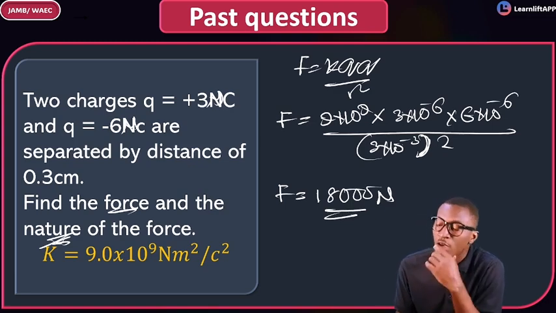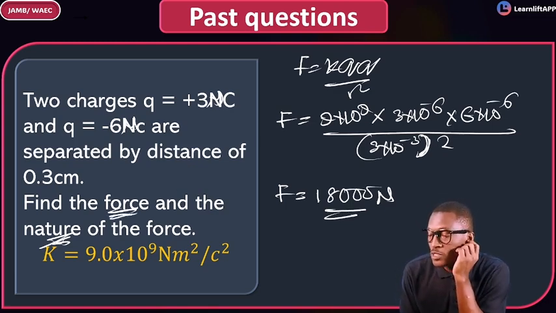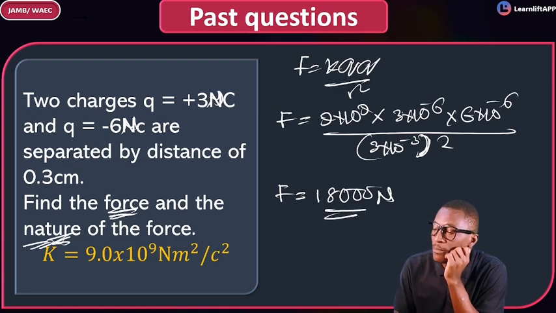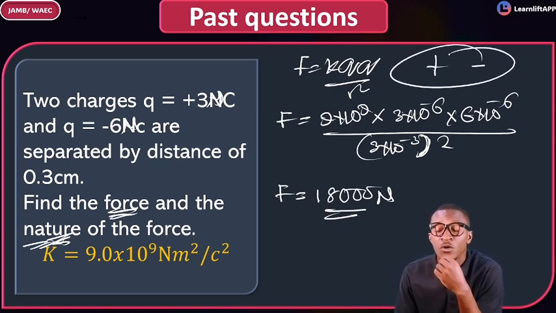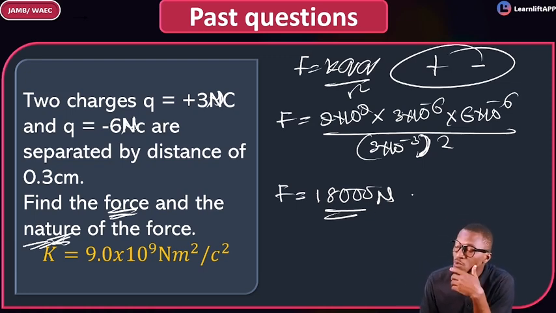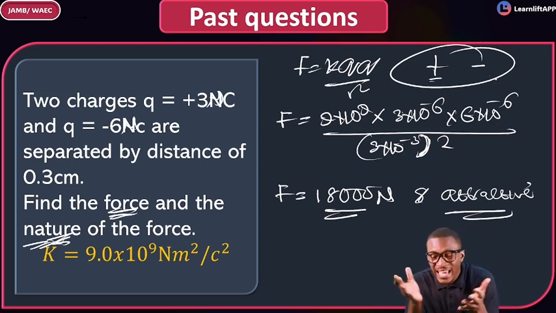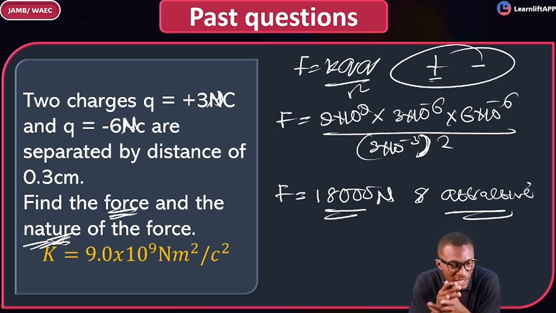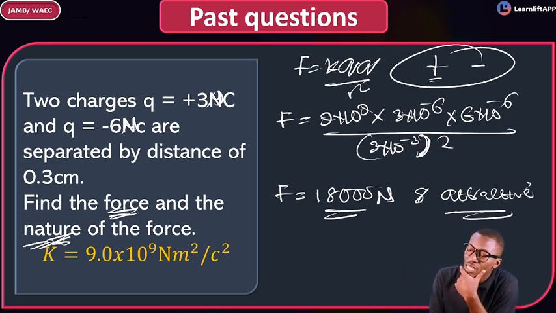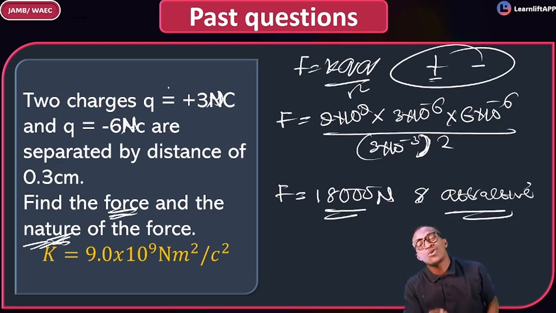Now the next thing is, the question is not just asking us for the force. What is the force and the nature? The nature talks about the positive and negative. What are they said to be? Attractive. So it is 18,000 and attractive. Or you say attraction, but let's use the word attractive. How do you get attractive? Because like charges repel, unlike charges attract. So do you understand? That's why Newton says the force of attraction or repulsion. So it is either attraction or repulsion.